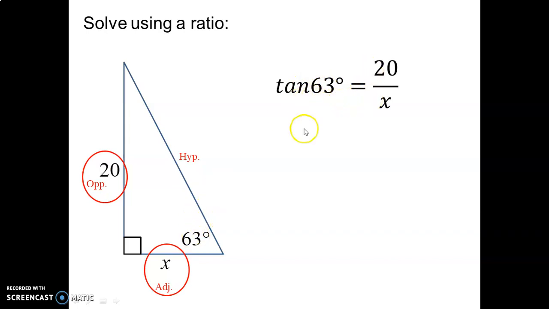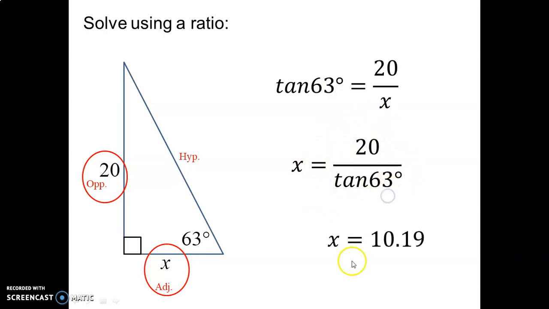Tangent of angle 63, 20 over x, and now the x is in the denominator, so it's a little bit different. If we multiply by x on both sides, the x moves there and is gone from here. But then we have x times this, so now we're going to divide by tan 63, which ends up down here. Basically, we've swapped these two things through that multiplication and division. So algebra brings us to this point. Punch that in your calculator, and you get 10.19.